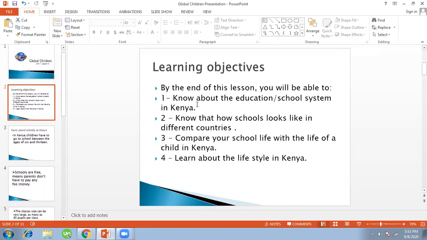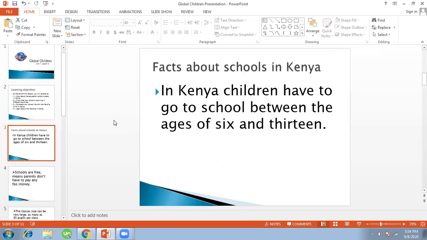We were able to know about the education system in Kenya. We saw how schools look like in different countries, right? And we were able to compare your school life with the life of a child in Kenya. And we also learned about the lifestyle in Kenya. Let us see some quick facts about the education system of Kenya.